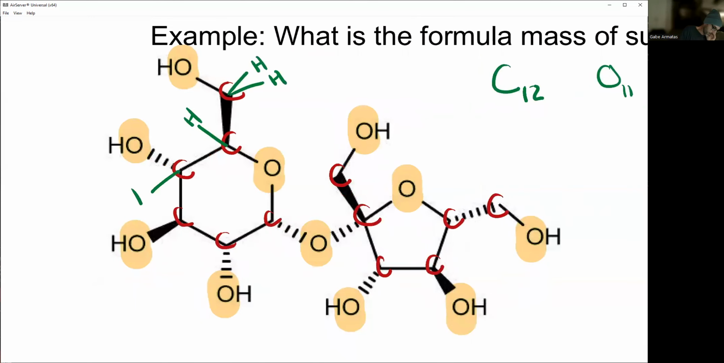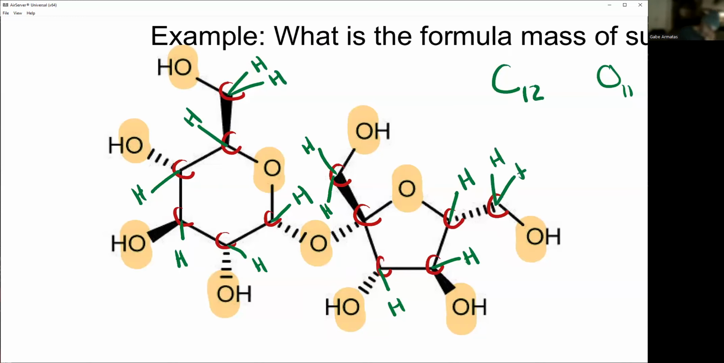This one has a hydrogen. This one has a hydrogen. In fact, most of these are going to be missing 1 hydrogen. This one has 2 hydrogens that it's missing. This carbon right here has enough, so we actually don't need to do anything. This one's missing a hydrogen. This one's missing a hydrogen. This one misses a hydrogen. And this one misses 2.